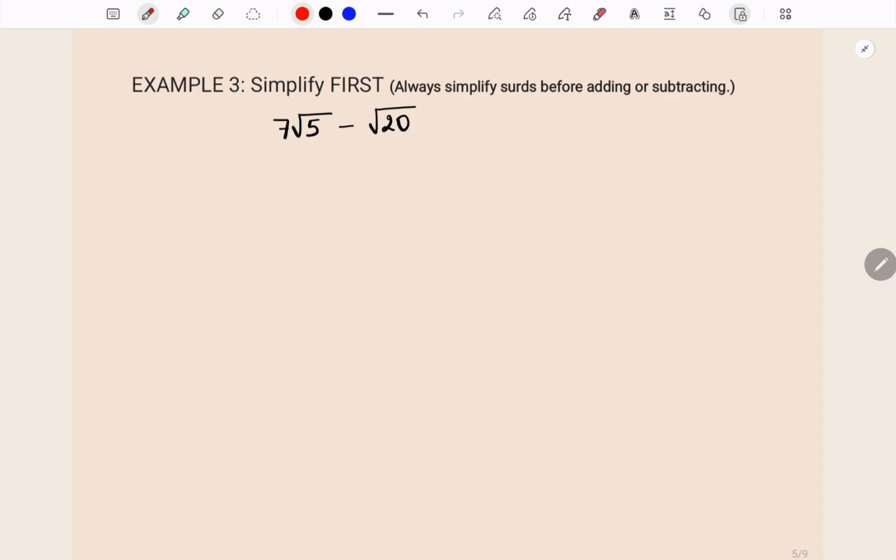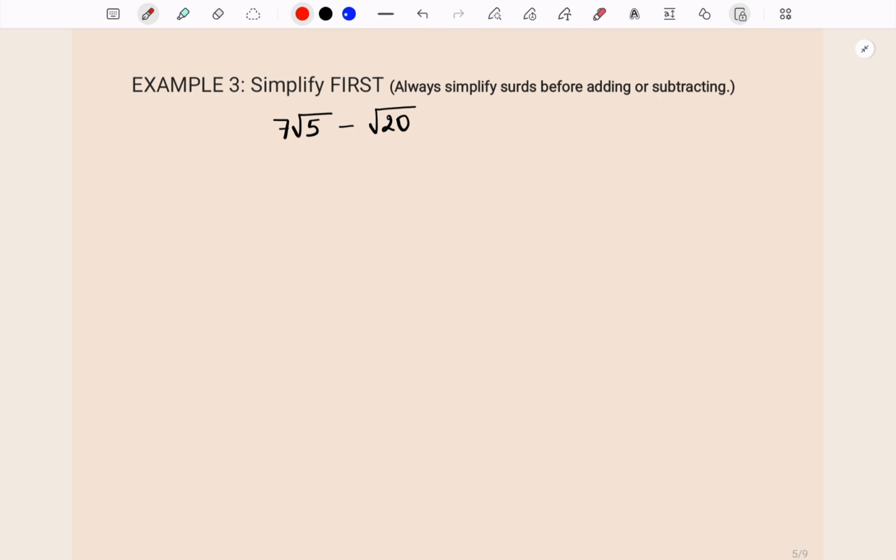Moving on to the next question, we have 7 root 5 minus root 20. Let me ask you one question. Are root 5 and root 20 like terms? You may say that since the numbers under the square root are different, they are not like terms, but that would be incorrect. Why? Because root 20 is not yet simplified.